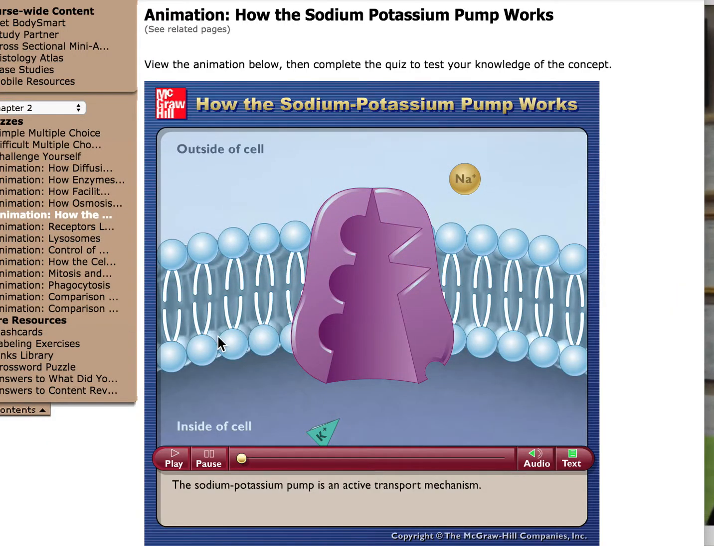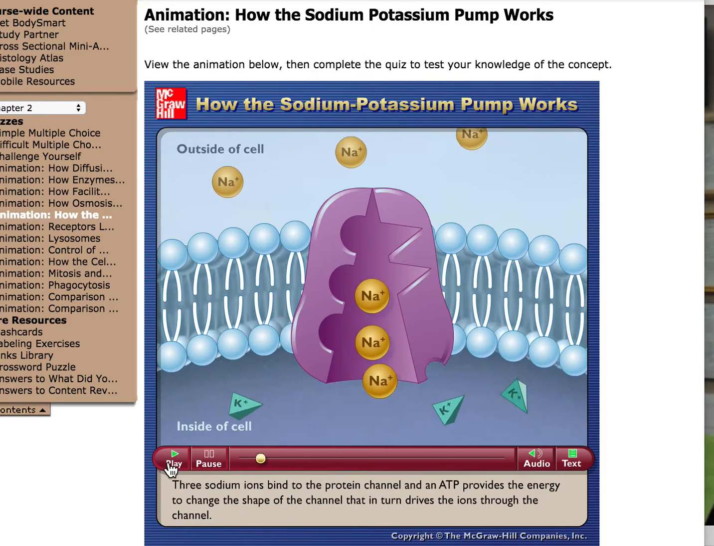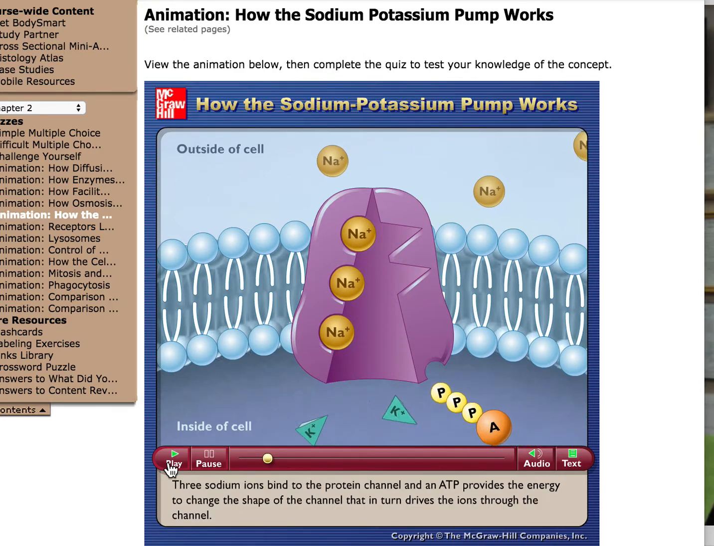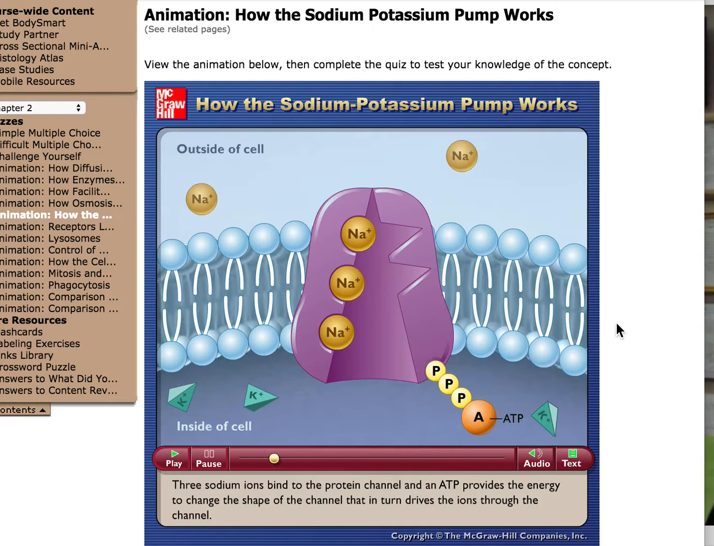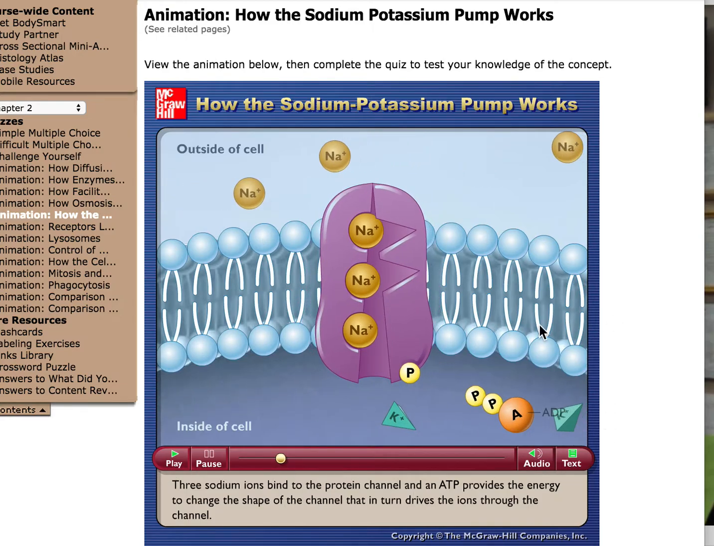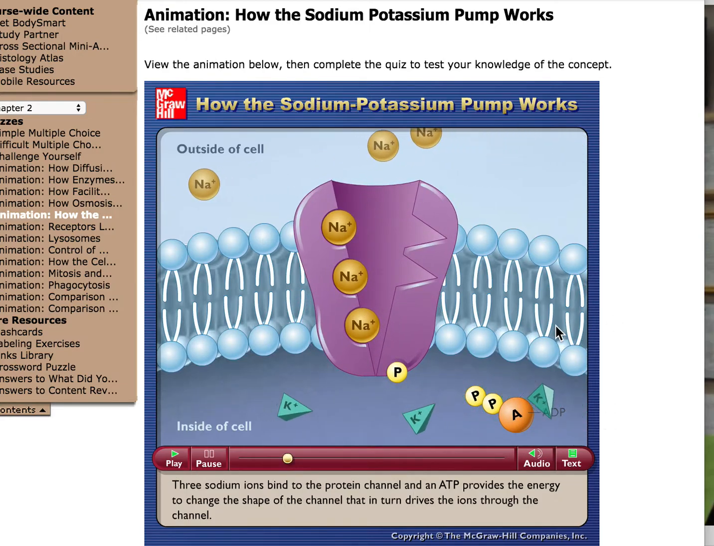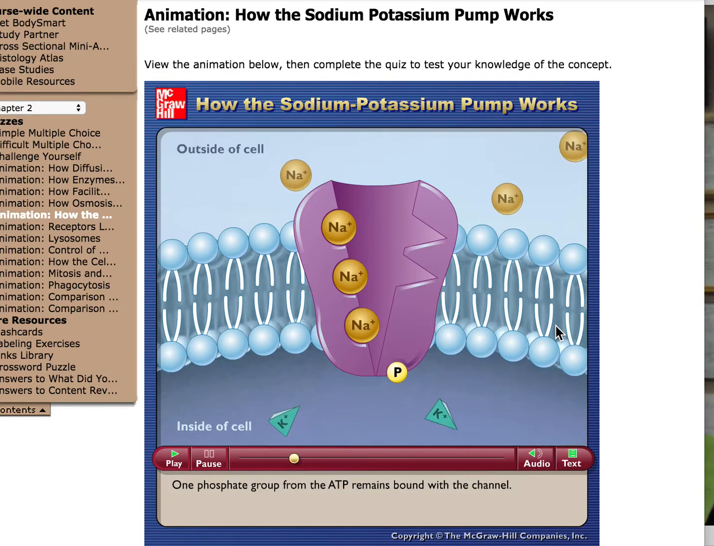Okay, this is an example of an ion pump. Let's take a look. The sodium-potassium pump is an active transport mechanism. 3 sodium ions bind to the protein channel, and an ATP provides the energy to change the shape of the channel that in turn drives the ions through the channel.